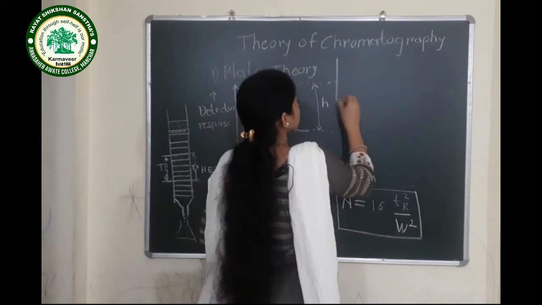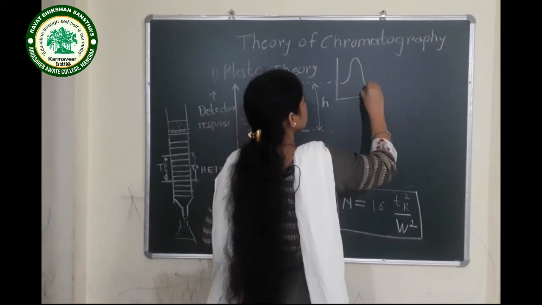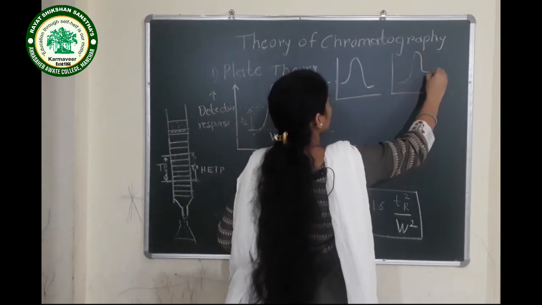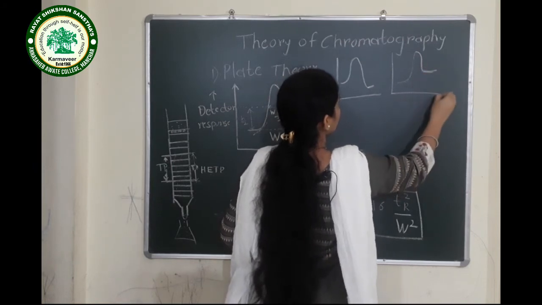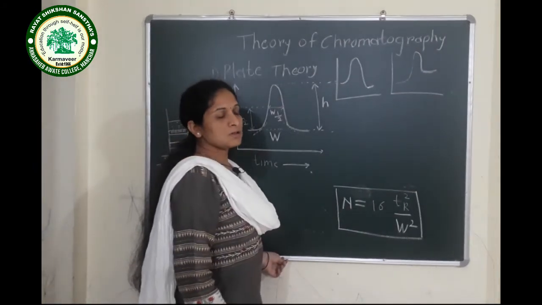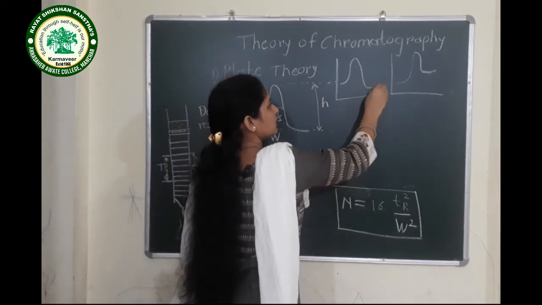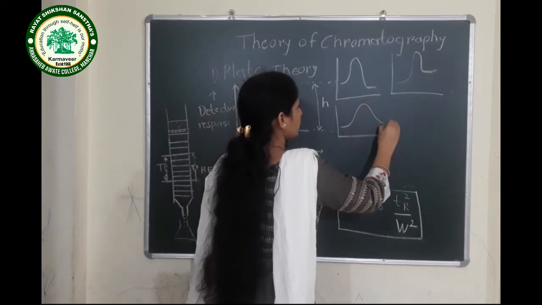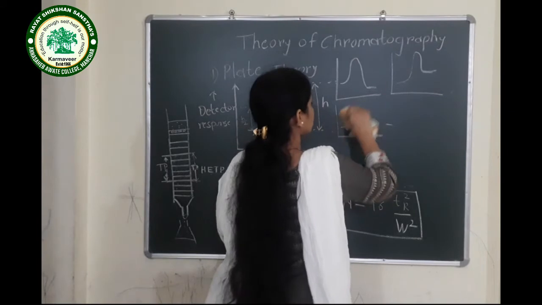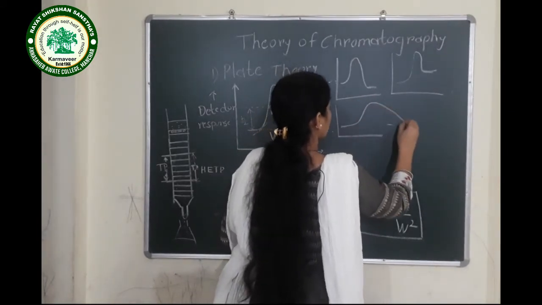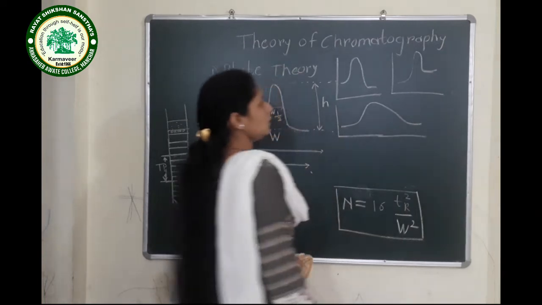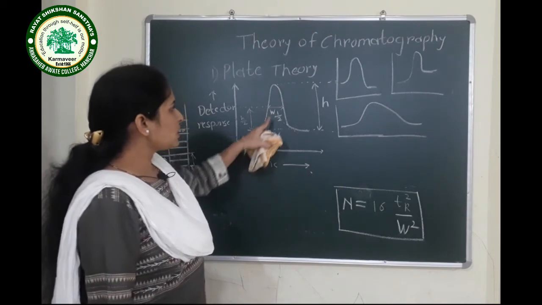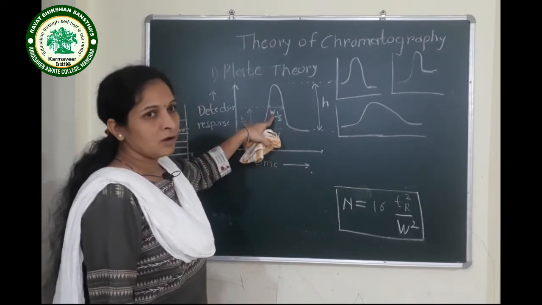If the peak is like this, then how can we calculate the W? It is not possible to measure the W value. Also in case of broad peaks, if we obtain a very broad peak, in that case also it is impossible to measure the W value. In that case we have to consider the W half value.